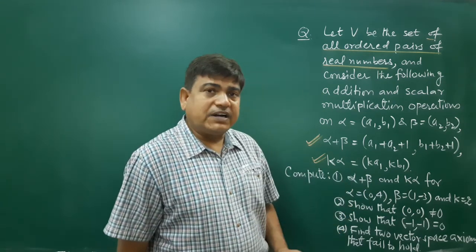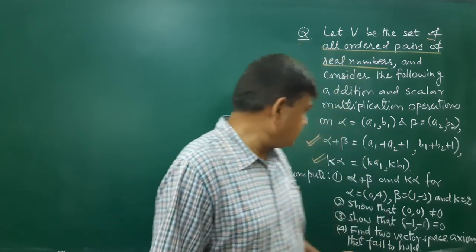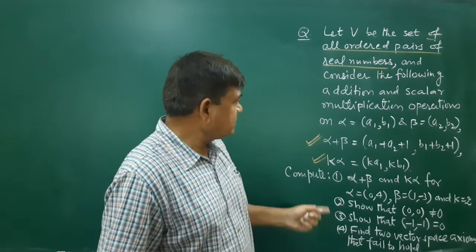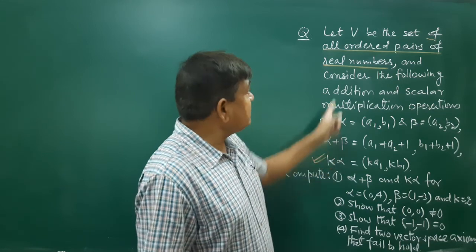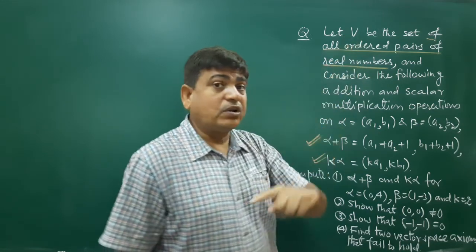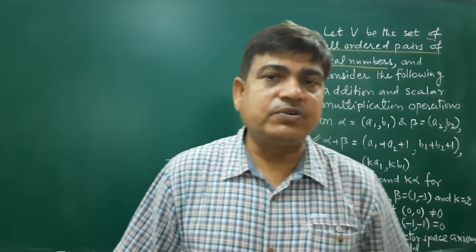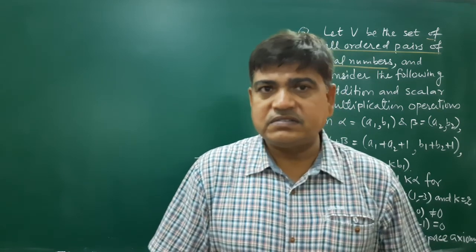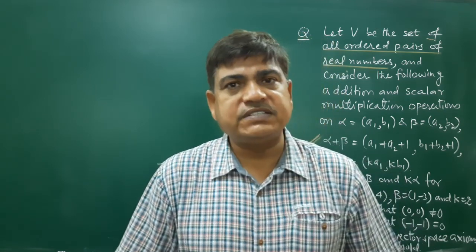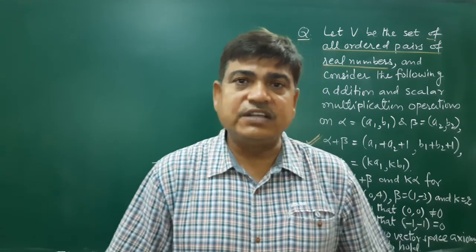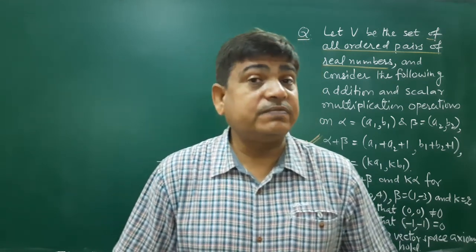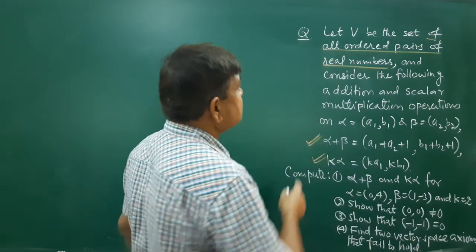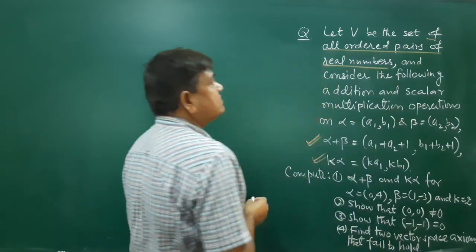This question has four parts. One by one, we will discuss: first, second, third and fourth. While attempting the question, several times I have told you, go through the question properly and find what is given. Here we are doing vector spaces, so first find which set is given, what is the nature of the elements, and which type of operations are given to us. So let us discuss. V is the set of all ordered pairs of real numbers.